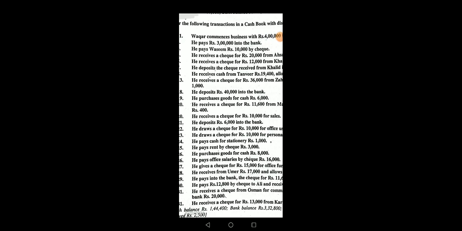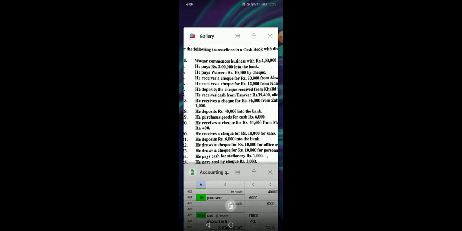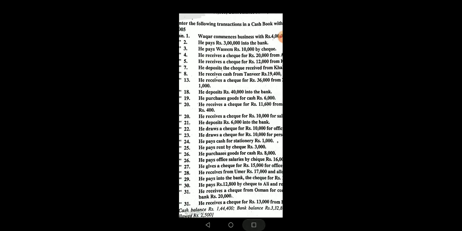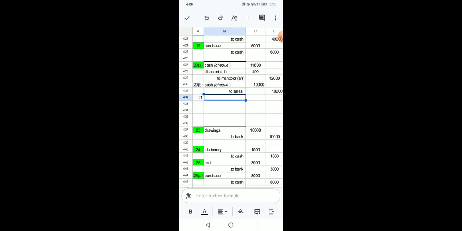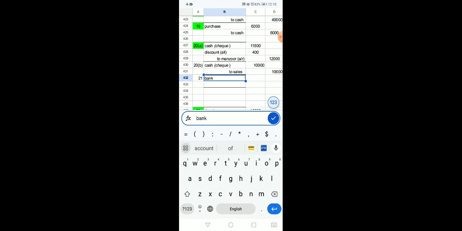This is 21. And what 21 is saying, he deposits 6,000 into the bank. What does that mean? You have deposited an amount. First we will mention the date 20B and now the 21 entry. So the 21st entry is saying you have deposited an amount into your bank account. When you deposit your amount in your bank, it means your asset is increasing, as your bank account is an asset which is increasing. Increase in asset should be debited. So you are writing the bank name on the debit side.